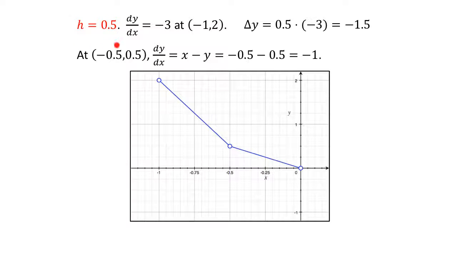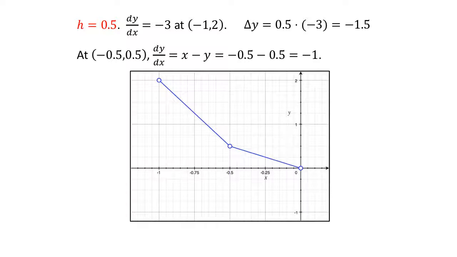Now let's do it with a step size of 0.5. As we mentioned, we know the derivative at (-1, 2) is -3. So we're going to travel along a line of slope -3 for half a unit, and then we're going to stop. Well, the question is, where do we stop? We have moved 0.5 units to the right. Our slope is -3, so we multiply our slope by 0.5. We went down by 1.5. We started at 2, went down by 1.5. So my new y value here is 0.5.